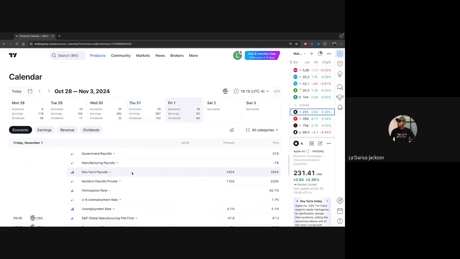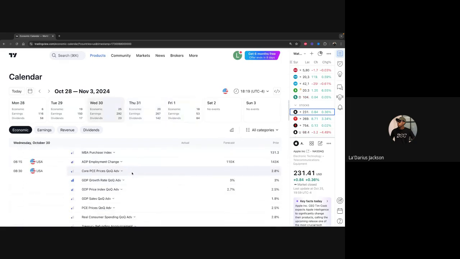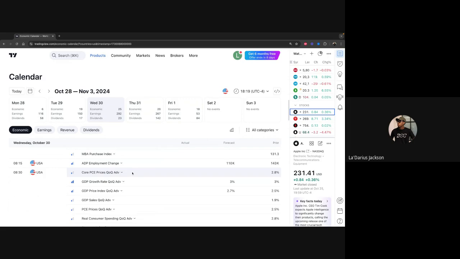Got a Fed balance sheet. It's nothing major. Okay, cool. Yeah, no major Feds. Right. Yep. Exactly.